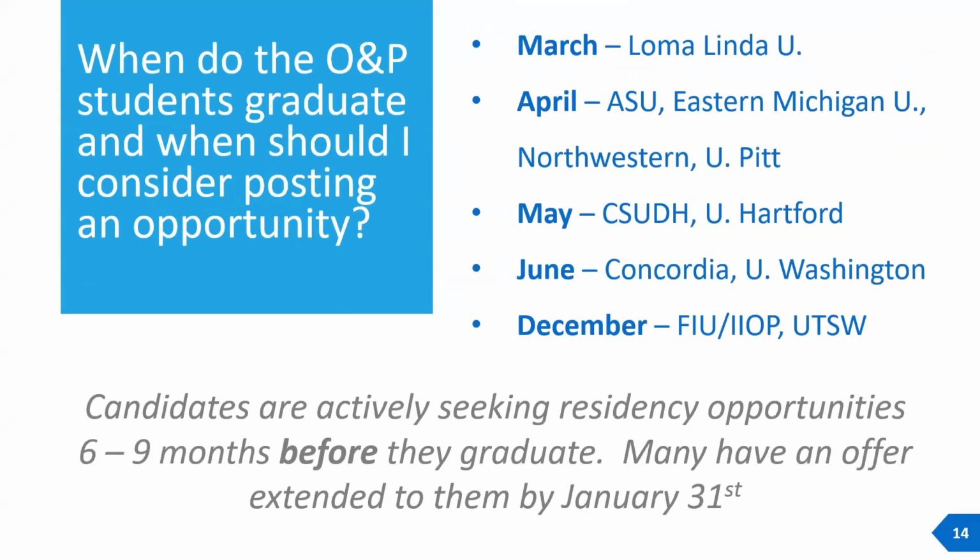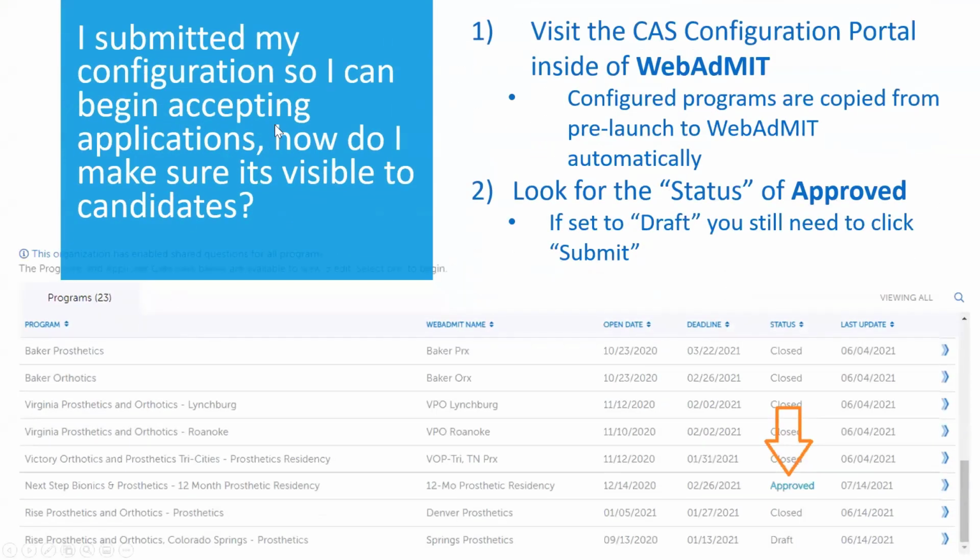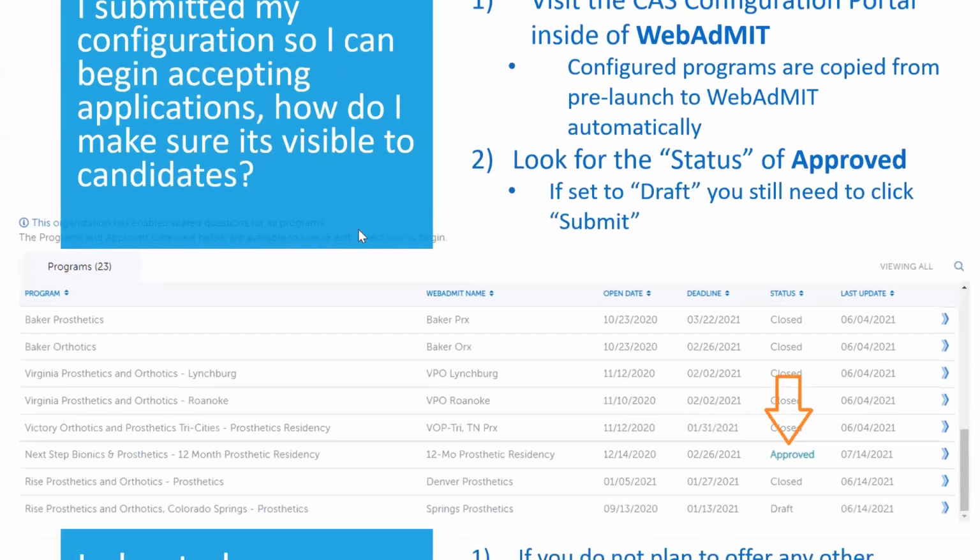In terms of graduation dates, remember, there's a range from March through December. So rolling admissions may work to your advantage. And if folks are thinking, I'll never find a resident to start in January, to the contrary, you're going to have at least 35 individuals from FIU as well as UT Southwestern hoping to start January 1st, given the chance. Now, if your configuration has been submitted and is approved, that's when candidates can see it. So remember, when you're logged into the CAS configuration portal, you'll see a little approved if it's truly visible.